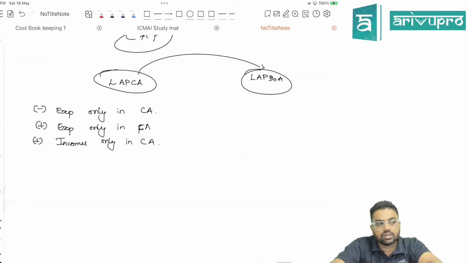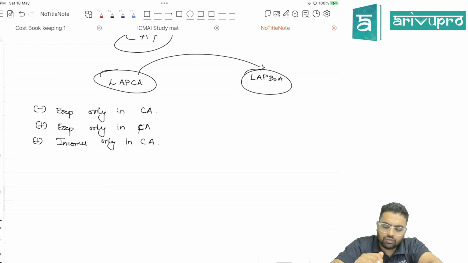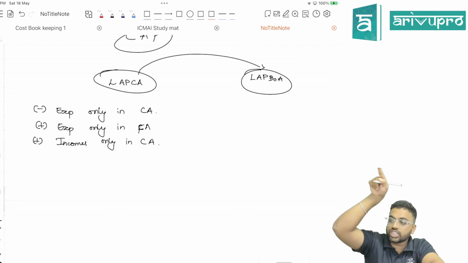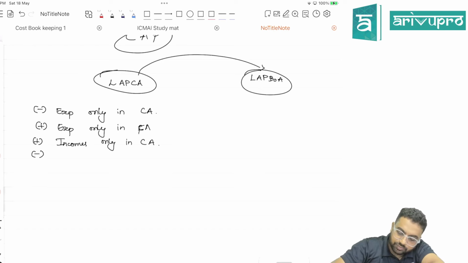Certain incomes are recorded only in financial accounting, like interest received, dividend received and all, but not in the cost accounting. What to do? Very simple. You record it in your financial account, the answer is yes. Because of which your financial loss is decreased. In your cost books, it stays the same. So what should you do? Decrease. So minus incomes only in financial account.